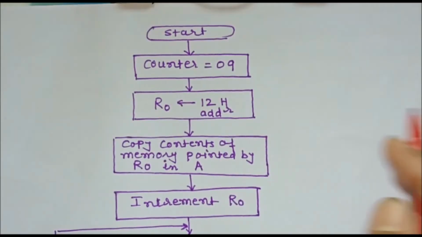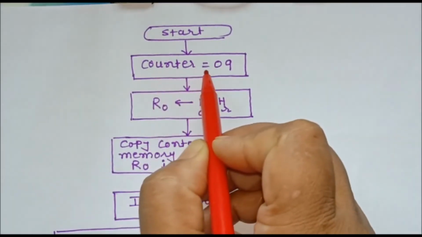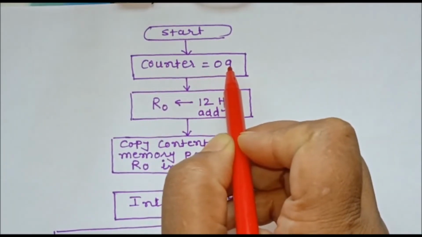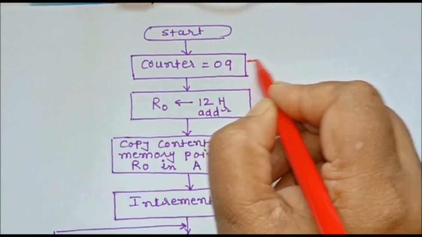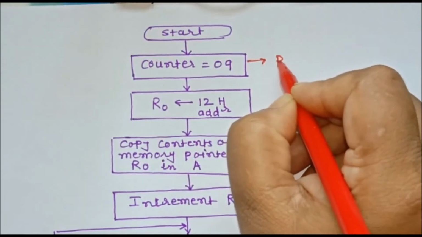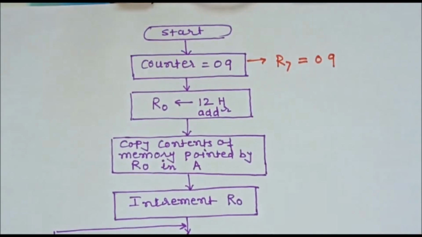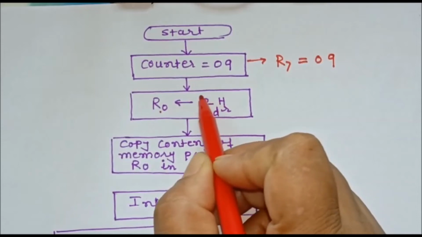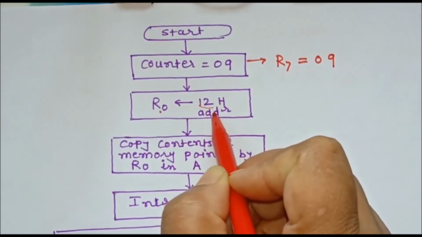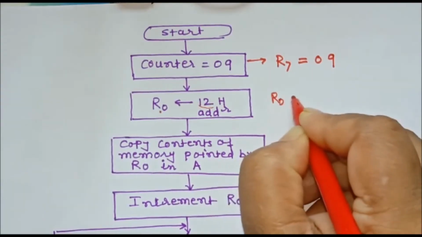Let us understand the flow chart for this program. First we have to initialize the counter to 9 because we are going to repeat the same steps 9 times. For that you can use any register. I'll use register R7, so R7 should be initialized with number 9. After that we'll use register R0 as pointer to first memory address, that is 12H. So 12H address will be stored in register R0.